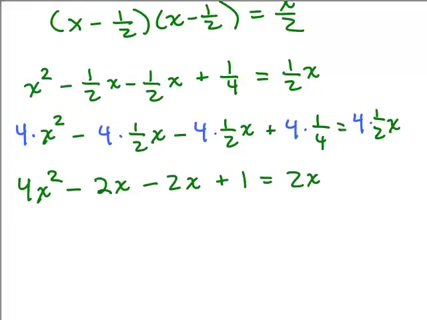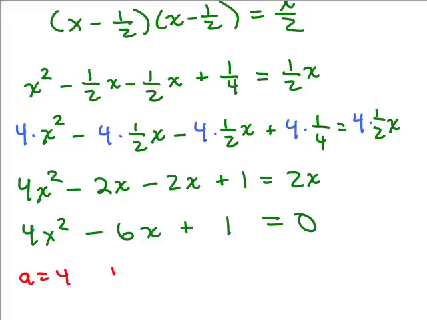Alright, so we're getting closer. Now I need to subtract this 2x from both sides. So I have 4x squared. Now I've got minus 2x minus that other 2x, which is going to give you negative 6x plus 1 equals 0. So I've taken that original problem and I've got it into a form where it's easy to state the values of a, b, and c. So a is 4, b is negative 6, and c is 1. And now we can plug that into the quadratic formula. So put the video on pause and try that on your own.